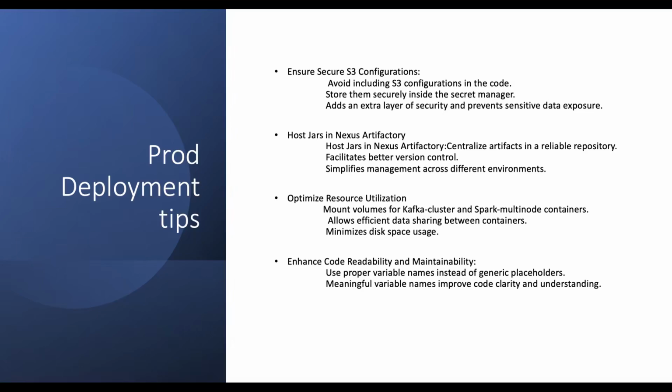Moreover, it is advisable to host the jars in a Nexus artifactory. Centralizing your artifacts in a reliable repository facilitates better version control and simplifies management across different environments. To optimize resource utilization, consider mounting volumes for both the Kafka cluster and Spark multi-node containers. This allows for efficient data sharing between the containers and minimizes disk space usage. Lastly, for better code readability, use proper variable names instead of generic placeholders like temp, test. Meaningful variable names significantly enhance the clarity and understanding of your code base.